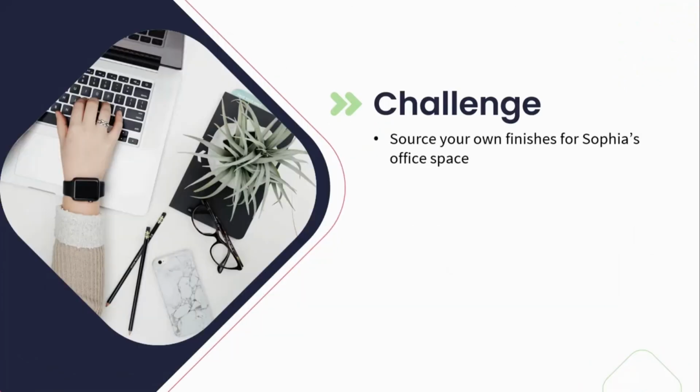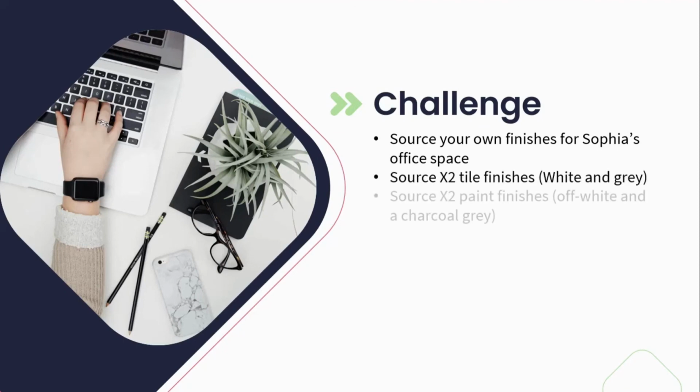Your challenge for this lesson is to familiarize yourself with the sourcing process. We're going to be looking for a gray and a white tile that we can use for Sophia's office renovation, as well as a white and charcoal gray paint finish. Try and select items that harmonize with each other so you can apply your principles and elements here. Take a trip down to your local flooring and paint supplier and ask them to assist you in finding a durable gray and white tile that's suitable for medium traffic zones.